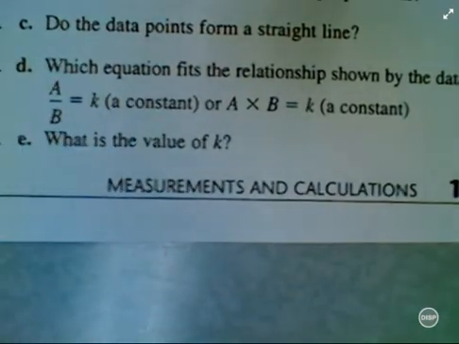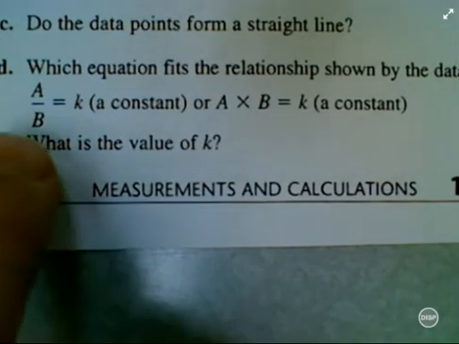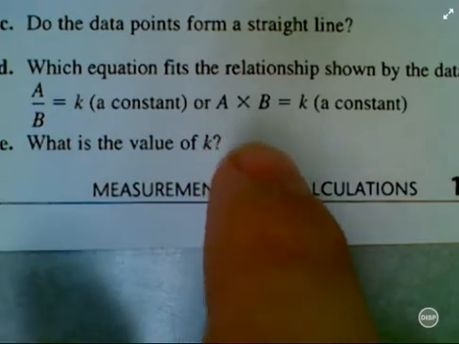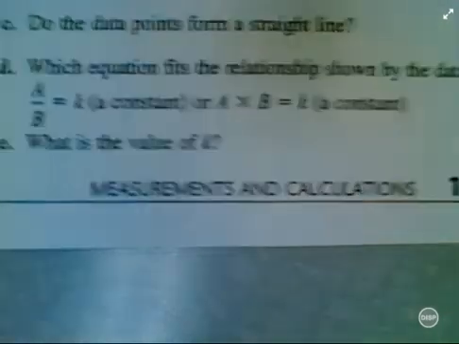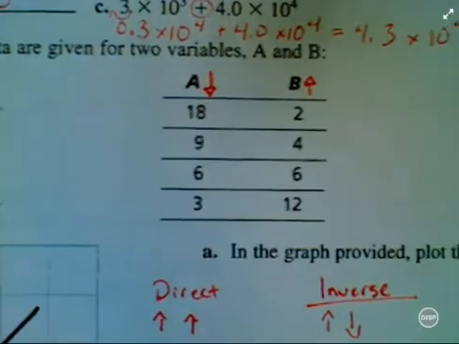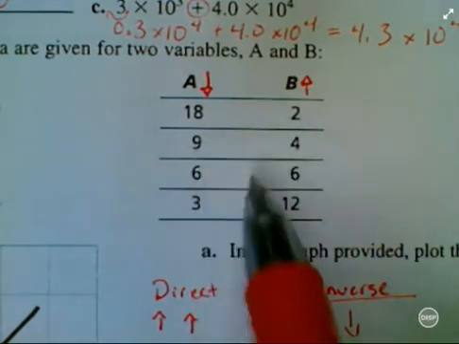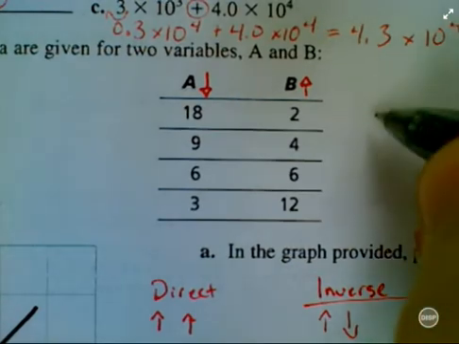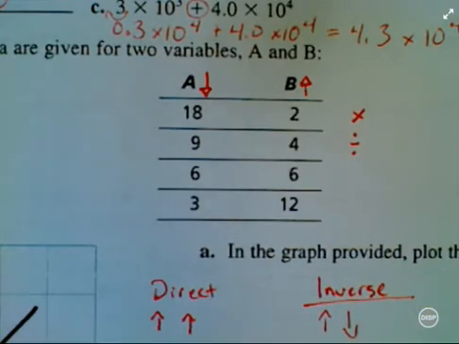D, which equation fits the relationship shown by the data? Is it A divided by B or A multiplied by B in order to achieve this constant? And so let's go back up to the data. When we look at each of these sets of data points, we will either be able to multiply them or divide them and have them equal a constant. Okay, it'll always be the same thing. Well, let's try division.